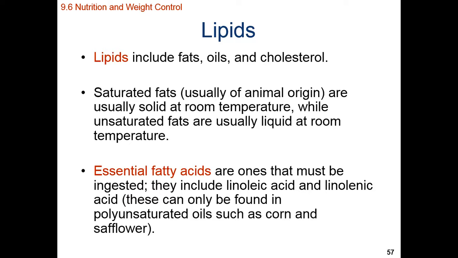Now, if we look at our fats, we have some essential fatty acids. These essential fatty acids are just like our essential amino acids. These are fatty acids that we need to ingest. We cannot make them in our bodies. These essential fatty acids include linoleic acid, and these are going to be found in polyunsaturated oils. These polyunsaturated oils are going to be present in corn or sunflower, not safflower, sunflower oils. That's a typo right there, my bad. Sorry about that.